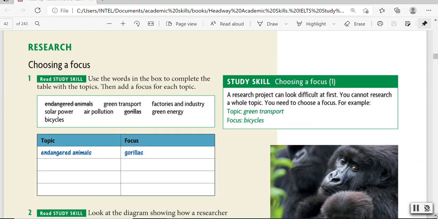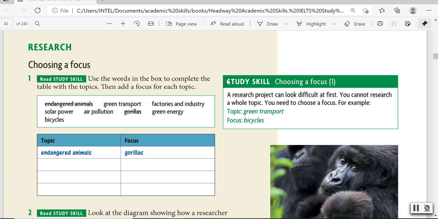In here, in research part, research, what does it mean? Searching for information, and we have choosing a focus. Choosing a focus belongs to what? Belongs to research. Okay. What does it mean? What is focus? How can we choose a focus?